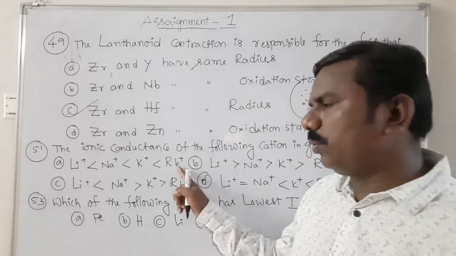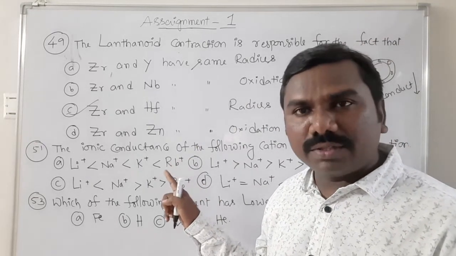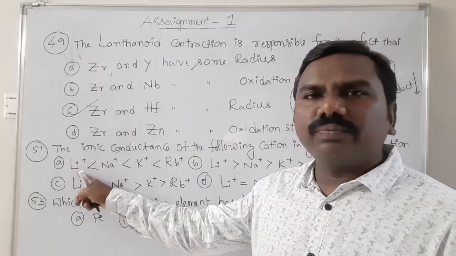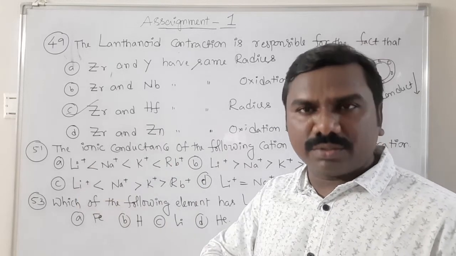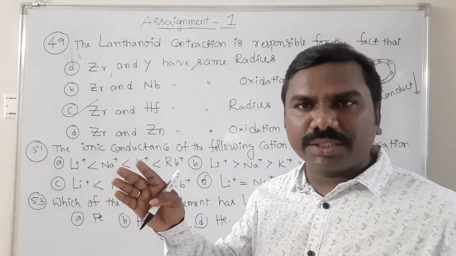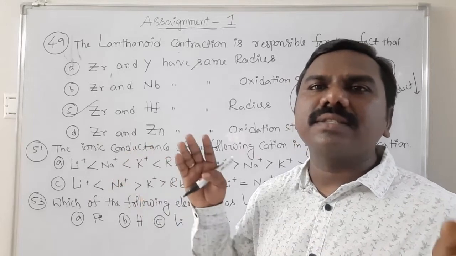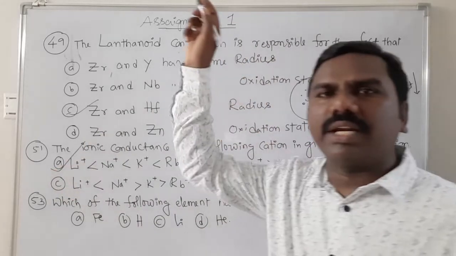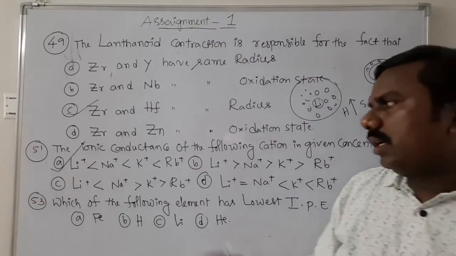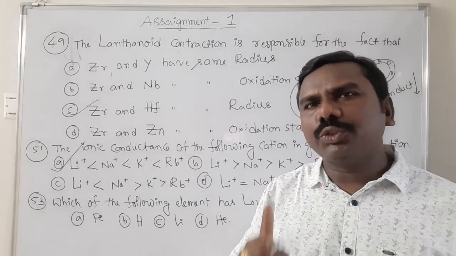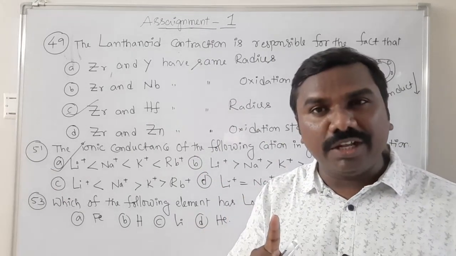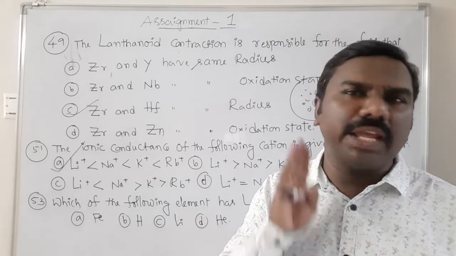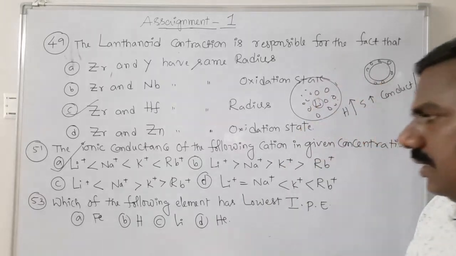Then the right option is rubidium, with more conductivity in aqueous solution due to less hydration. Lithium has less conductivity in aqueous solution due to more hydration, which makes it larger in size and unable to move faster. So the right option is option A, correct, right? The conductivity should be considered in aqueous medium after solvation or hydration only, not in the beginning. You have to remember. Next, 53rd.